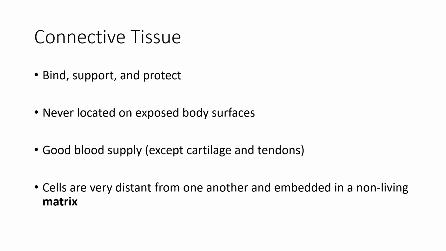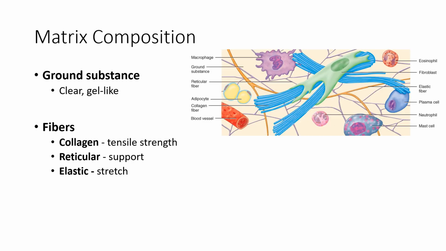Another important difference from epithelium is, if you recall from last lecture, with epithelium, the cells were tightly packed together. There were no spaces in between. We see the opposite in connective tissue. The cells of connective tissue are very spaced apart from one another. You can see the individual cells and lots of space in between. And that space in between is called the matrix, or the extracellular matrix.